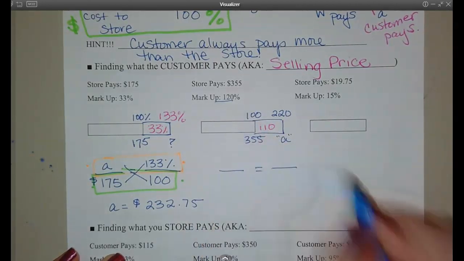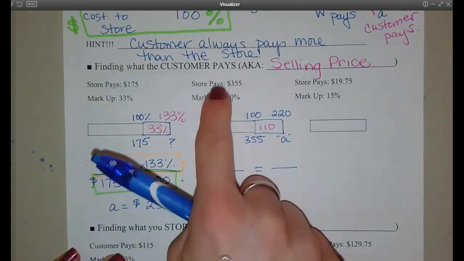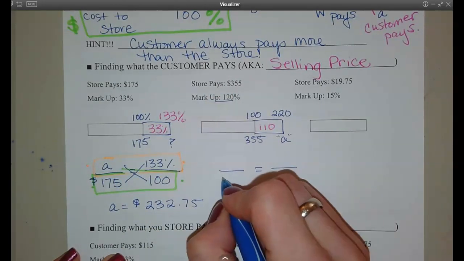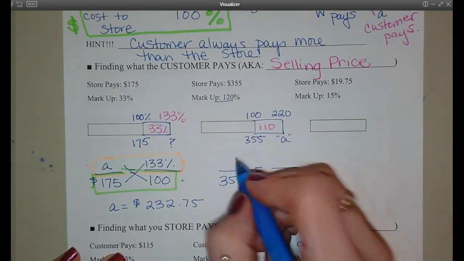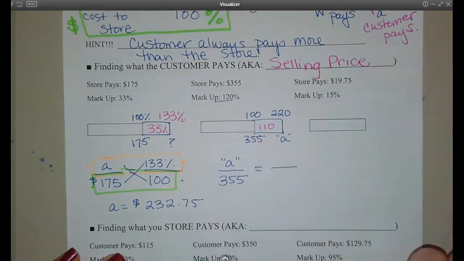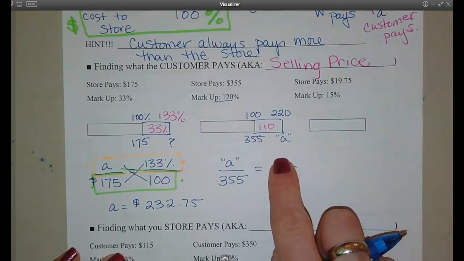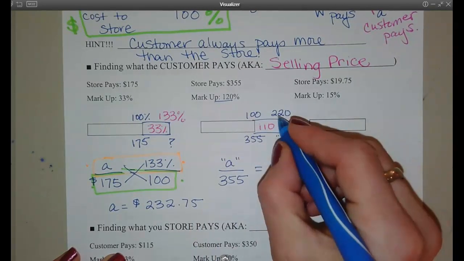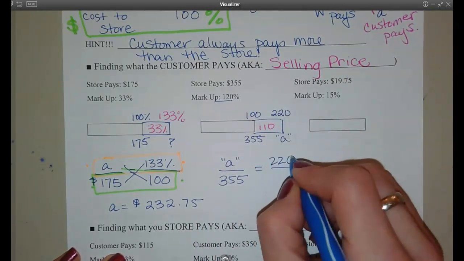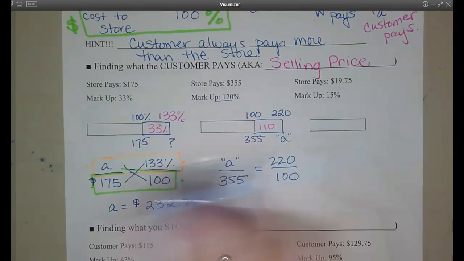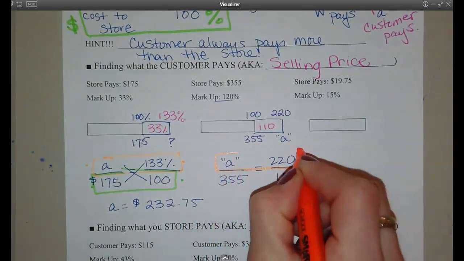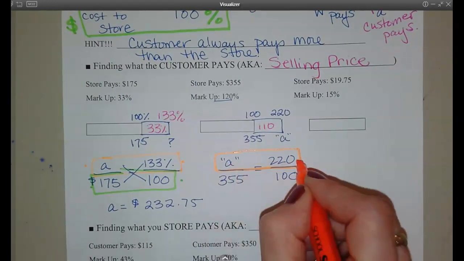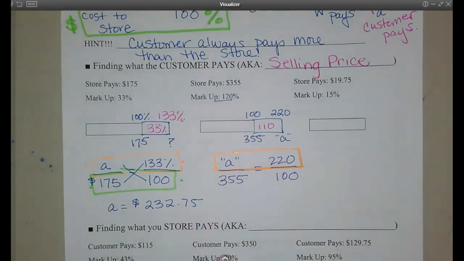All right, back to our proportion. Store pays $355. That's always my whole. Okay, I'm looking for what the customer pays. Here, the percent that the customer pays is 220% over 100. So again, I'm looking for cost to the customer if they're paying 220% compared to the store.